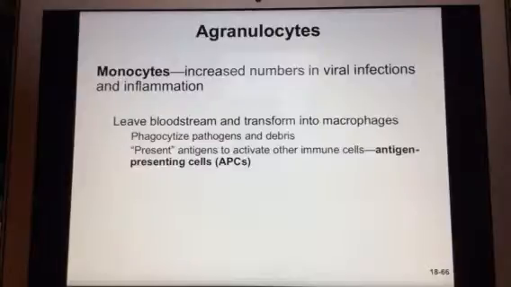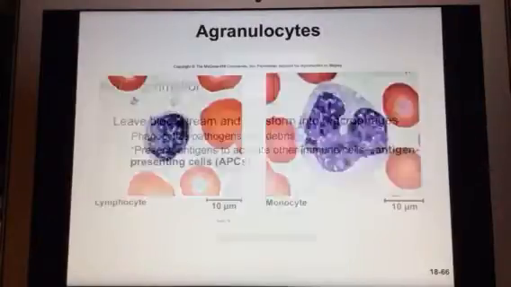So of the agranulocytes, the last one is monocytes. They are increased in numbers during viral infections. They leave the bloodstream, and then they transform into macrophages. Those are specifically the cells that use phagocytosis on pathogens and debris. So that is their main job.